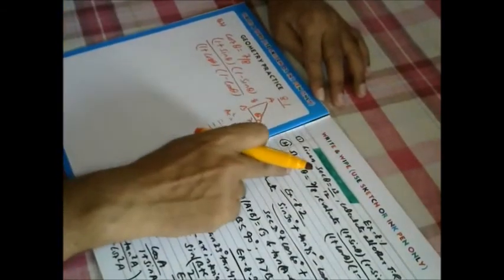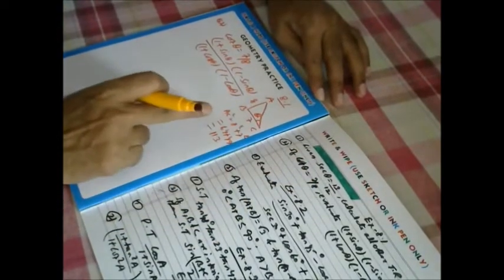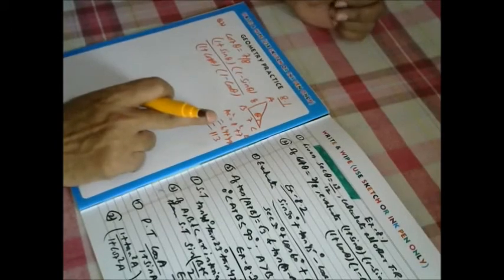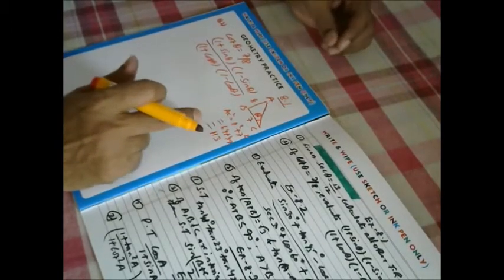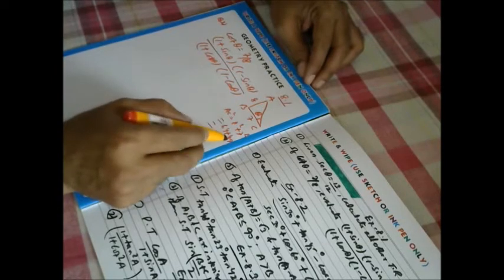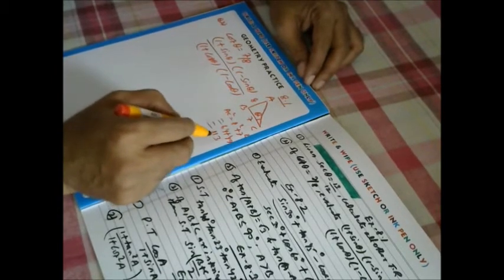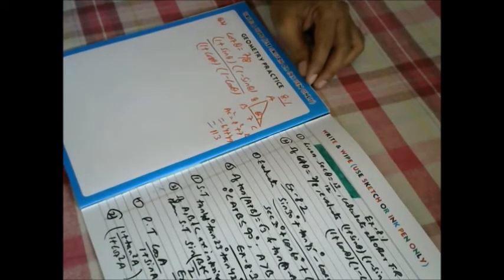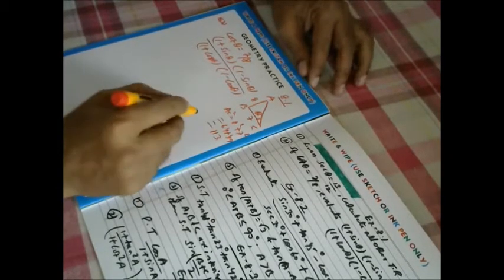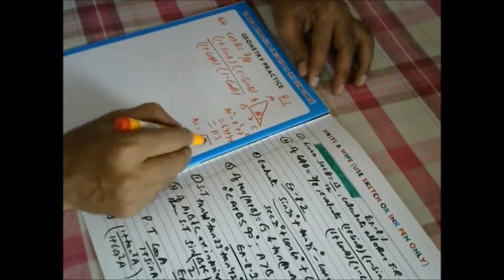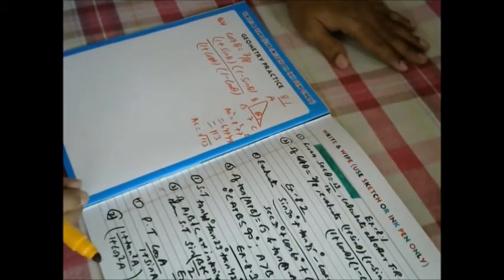We are given cot theta is equal to 7 by 8. So 8 square is 64 and 7 square is 49. So it is becoming 113. So AC is equal to square root of 113.